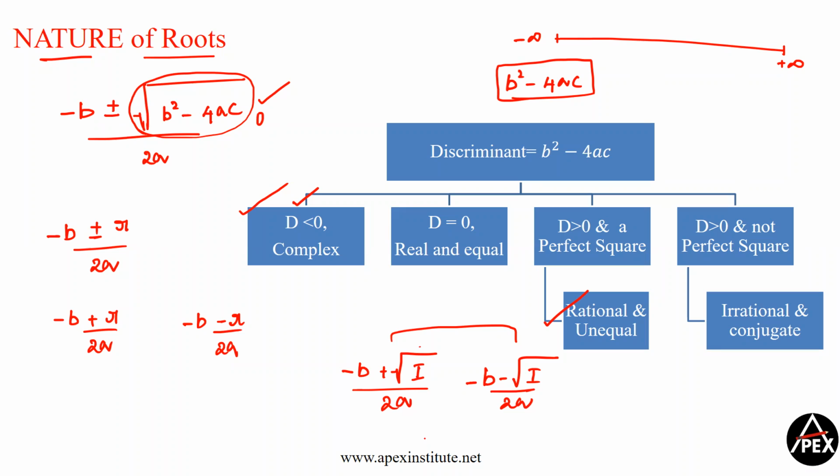Clear, guys? Any doubts? Quick responses. So you need to understand that when discriminant is less than 0, the roots are always complex or imaginary. When discriminant is equal to 0, the roots are real and equal. When the discriminant is greater than 0 and a perfect square, the roots will be rational and unequal. When the discriminant is greater than 0 and not a perfect square, they will be irrational and conjugate.